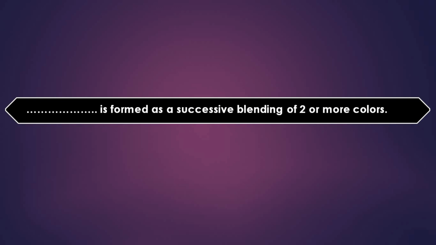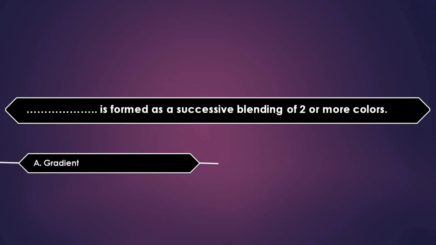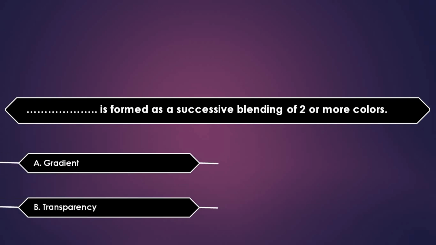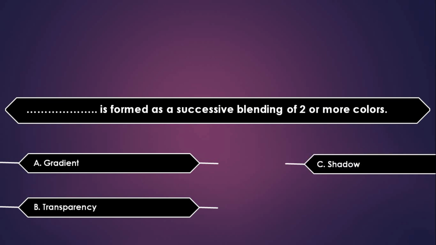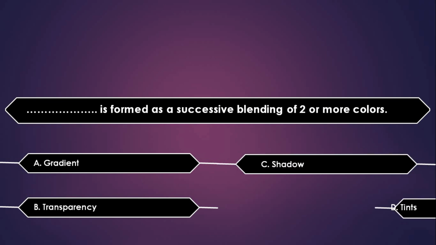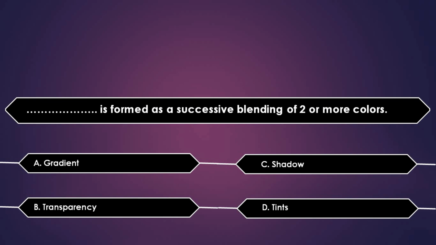Dash is formed as a successive blending of two or more colors. A. Gradient, B. Transparency, C. Shadow, D. Tints. The right answer is Gradient. So gradient is formed as a successive blending of two or more colors.